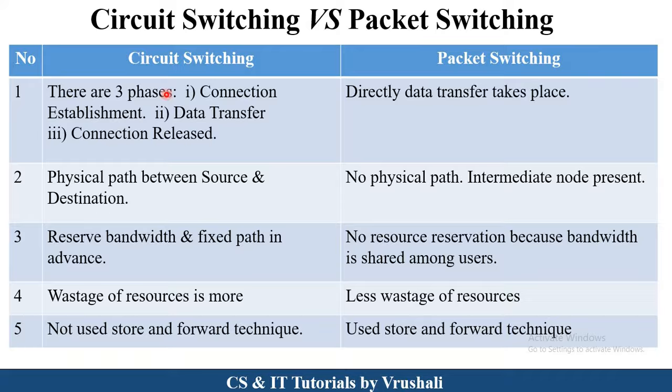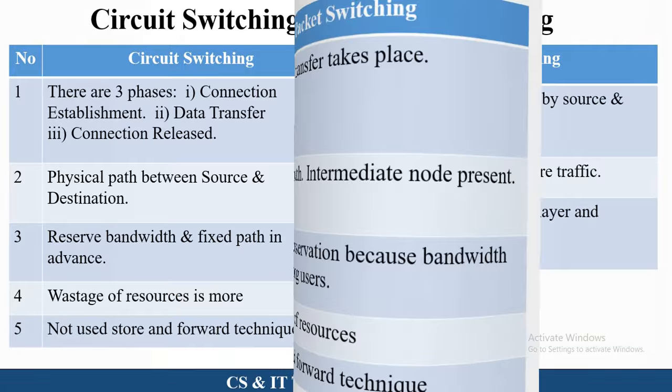In circuit switching, there is reserved bandwidth and a fixed path. But in packet switching, there is no resource reservation because bandwidth is shared among the intermediate nodes as well as the source and destination nodes. In circuit switching, wastage of resources is more, while in packet switching there is less wastage of resources. And packet switching also uses the store and forward technique, circuit switching does not.